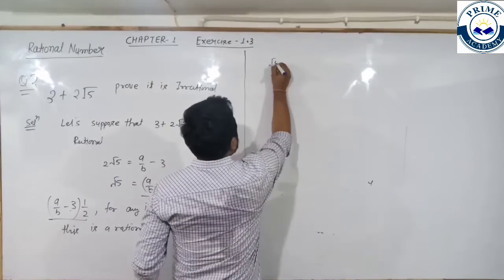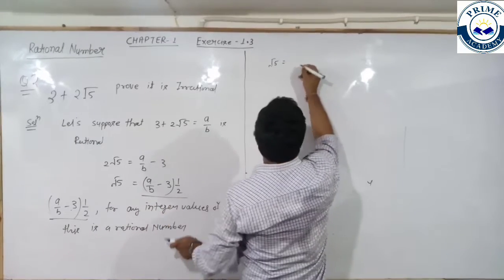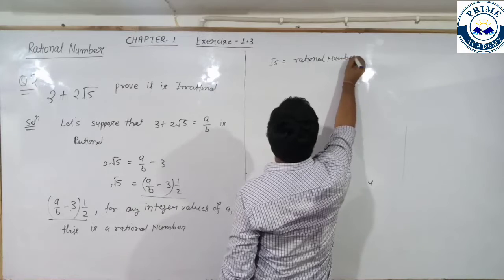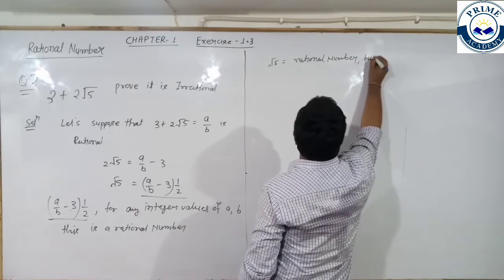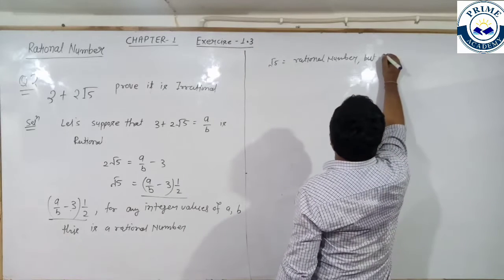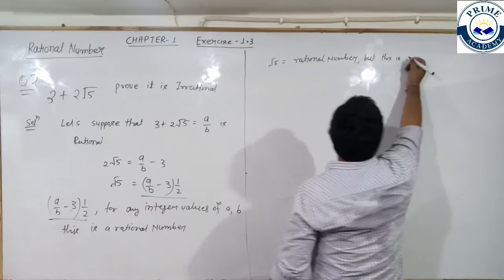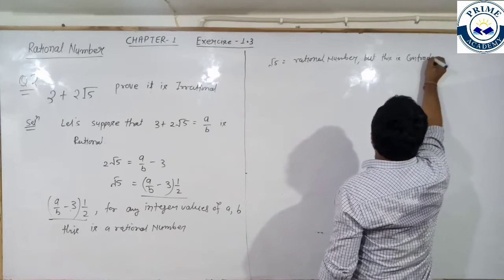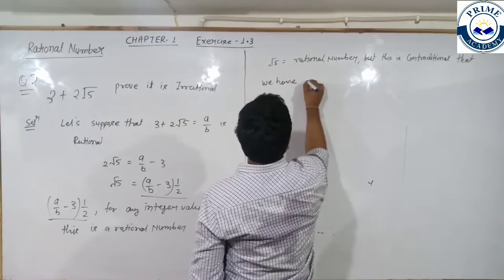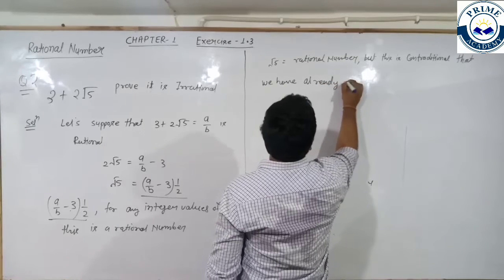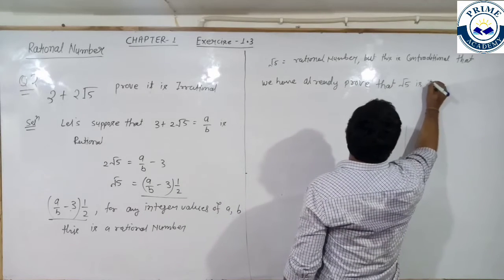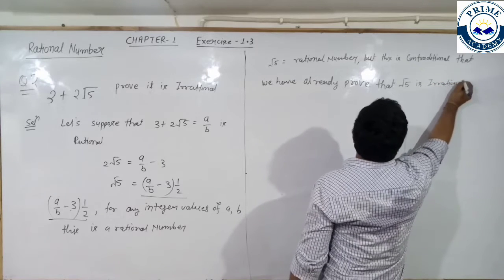That's why root 5, if this is a rational number, but if this is a rational number, this is equal to this, means root 5 is a rational number, but this is a contradiction, that we have already proved that root 5 is an irrational number.